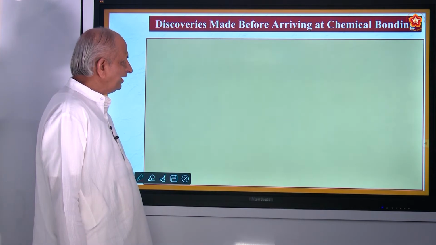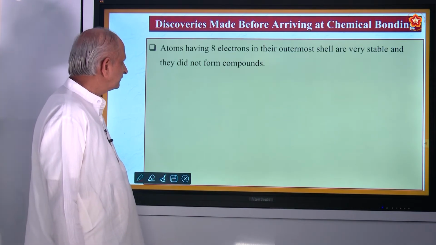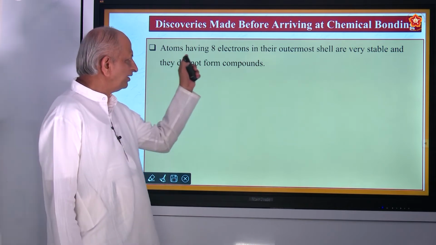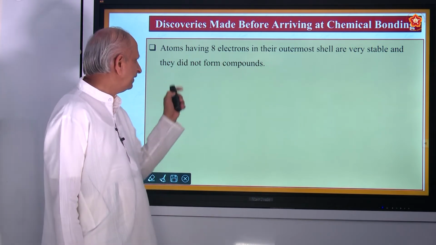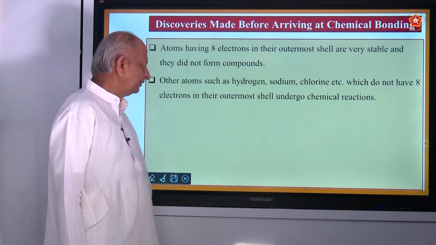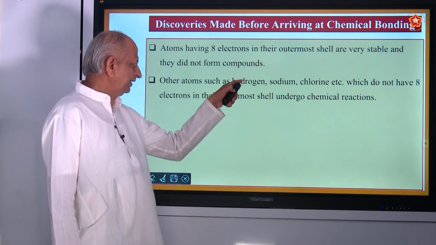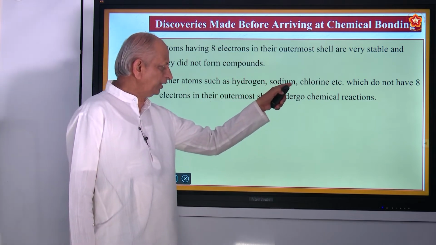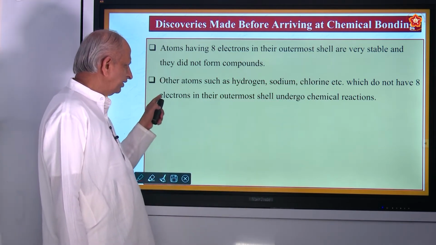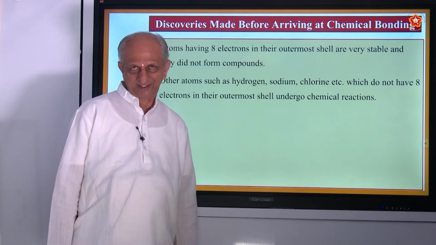Now, what are the discoveries made to get this chemical bonding? The first discovery was that atoms having 8 electrons in the outermost shell are very stable, and they do not react at all. So elements like hydrogen, sodium, chlorine, etc., which do not have 8 electrons in the outermost shell, undergo chemical reaction.